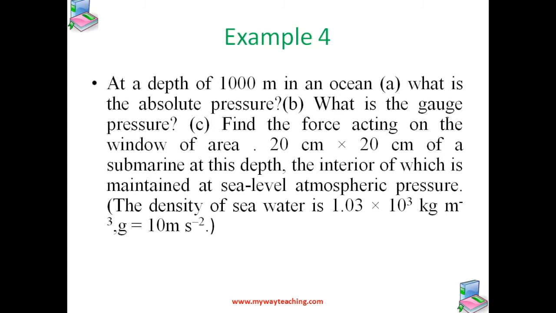So now let us study one more problem. At a depth of 1,000 meter in an ocean, what is the absolute pressure? What is the gauge pressure? Find the force acting on the window of area 20 cross 20 centimeter of a submarine at this depth, the interior of which is maintained at sea level atmospheric pressure. The density of seawater is 1.03 into 10 raised to 3 kg per meter cube, and we should consider g as 10 meter per second square.